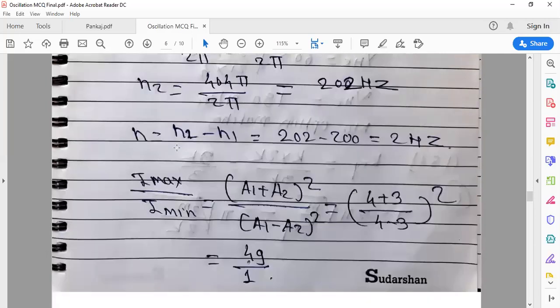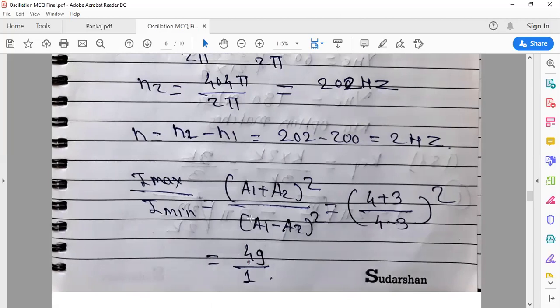So beat frequency, capital N, is equal to n2 minus n1. This is the difference between the two frequencies of the two sound waves. So 202 minus 200, we get the beat frequency is 2 hertz. So 2 beats per second. This is the beat frequency.